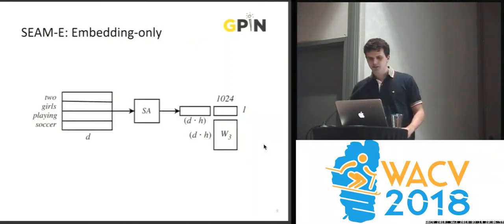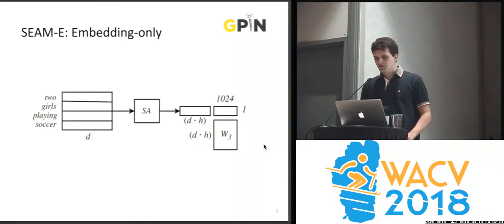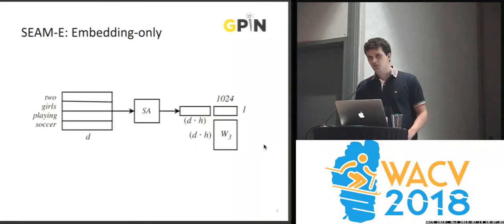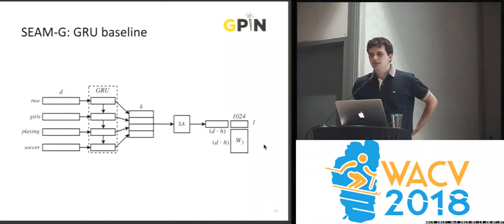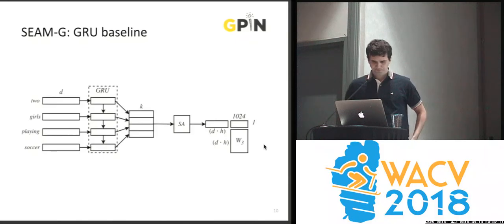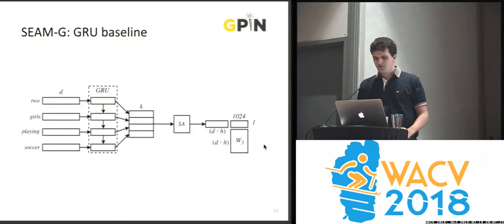The second method is SIM-E, which uses the self-attention module directly on the word embedding. The third one is a GRU Baseline. So we use the GRU on the embeddings, and the result we pass again through a self-attention.